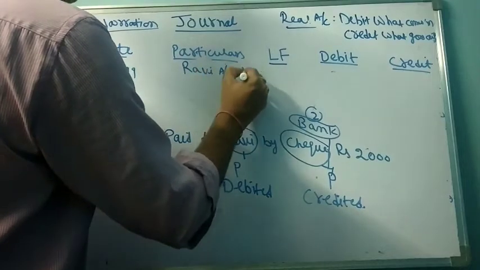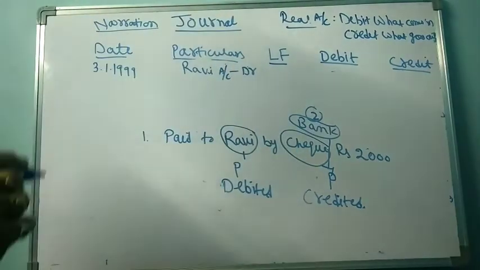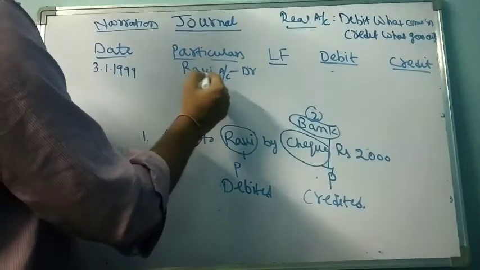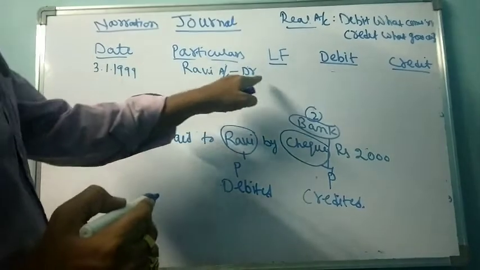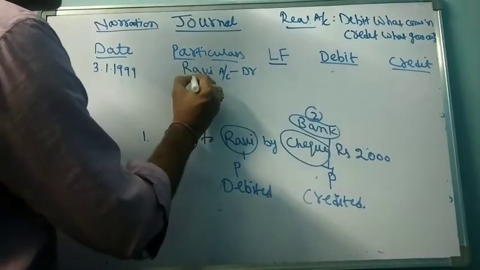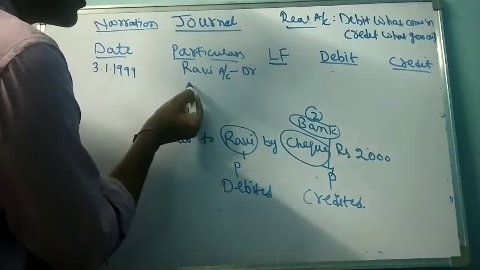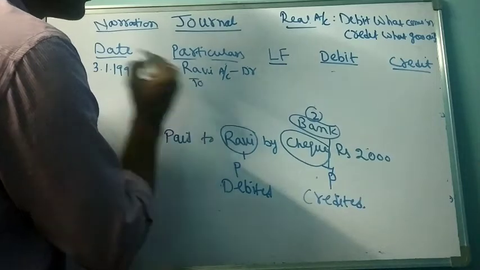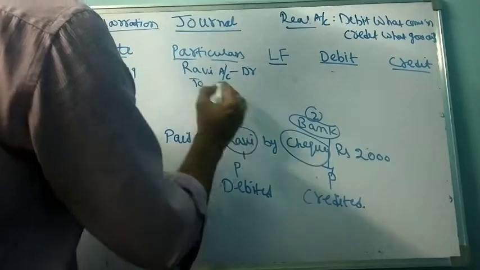Ravi account debtor. How do you pronounce this? Ravi account debtor means Ravi account has been debited. Credit should always begin with "To". Leave some space below Ravi and start from here: To bank account.